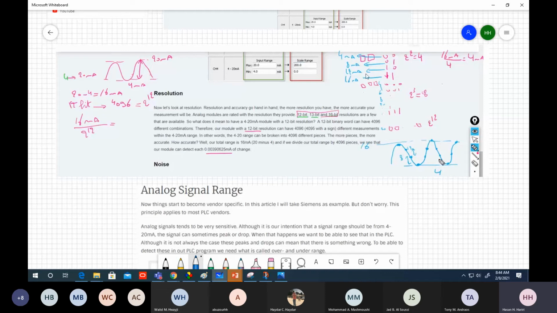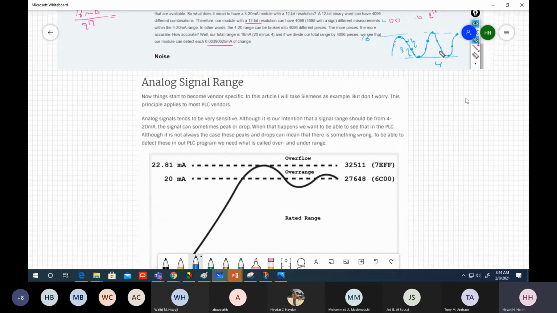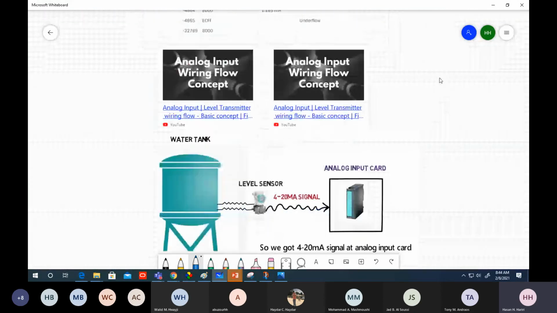Here I was giving the example, if you have 16 milliampere and 4-bit resolution, in each cycle you are taking 4 to 5 points, for example. If you have more resolution, you will have more steps, so you can even detect the smallest step possible.